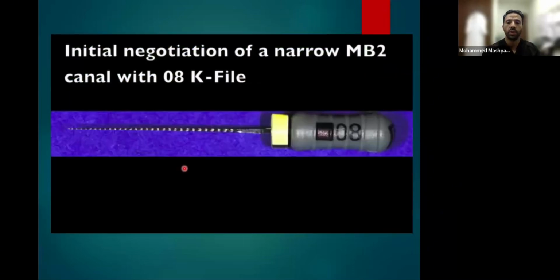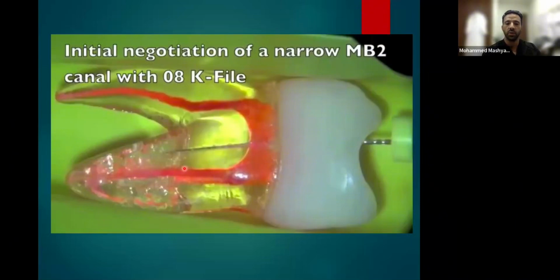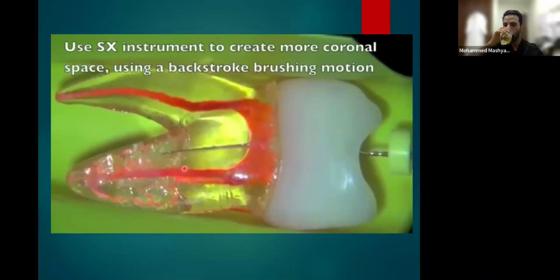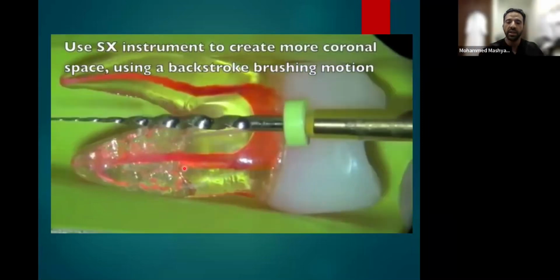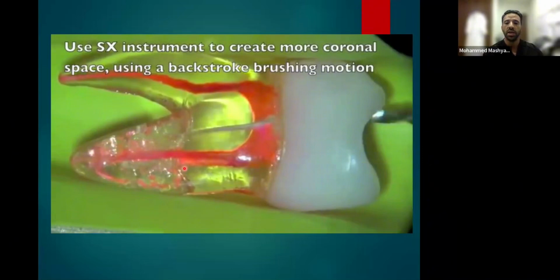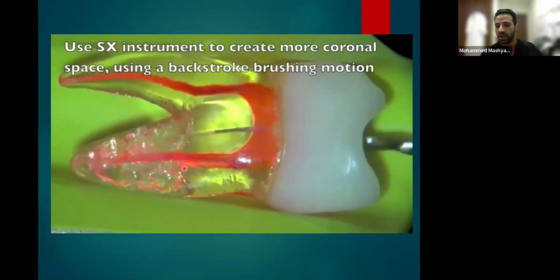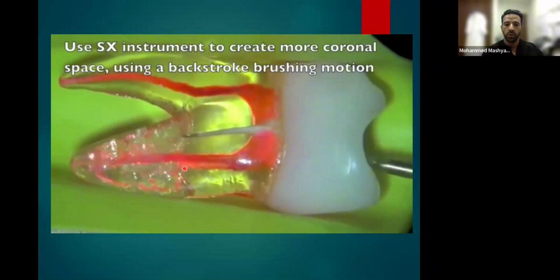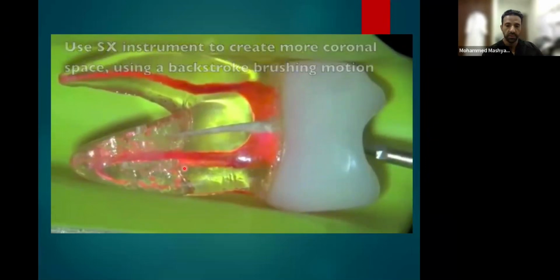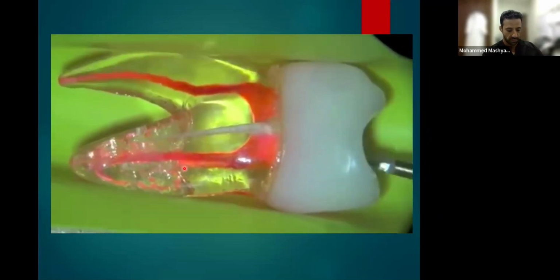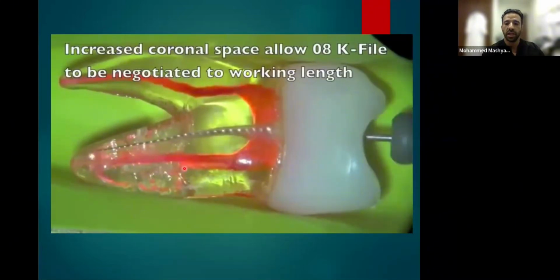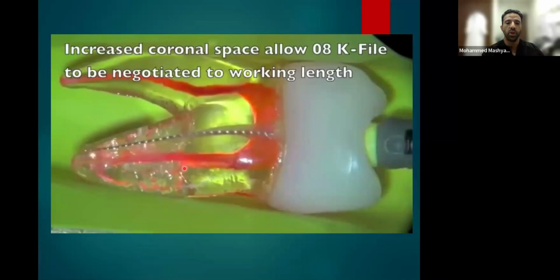So here he started by negotiating the difficult canal in B2 with a small file, number 8. He didn't need to go all the way down. You just need to initiate 5 or 10 millimeters, whatever you can go. Then you start with the orifice opener. You see it? Use the orifice opener, create space, then use irrigation. After that, if you put your small file in again, it will go all the way down.